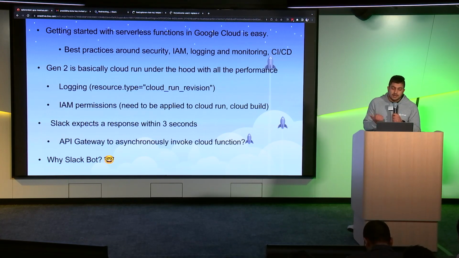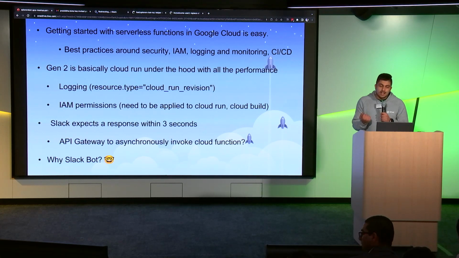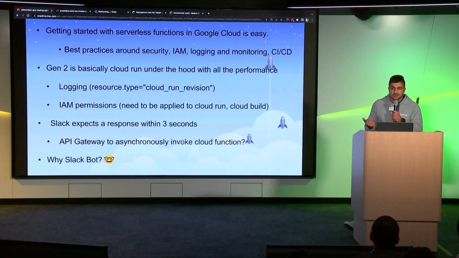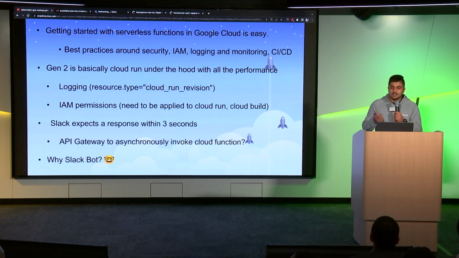The other performance benefits of Generation 2 are it supports increased timeouts, and it also supports a lot more events than Cloud Functions Generation 1. Now you might ask, why not just use Cloud Functions Generation 2? If it's got all the performance benefits, why use Generation 1 for the Slack bot? And the reason is basically to keep things simple.